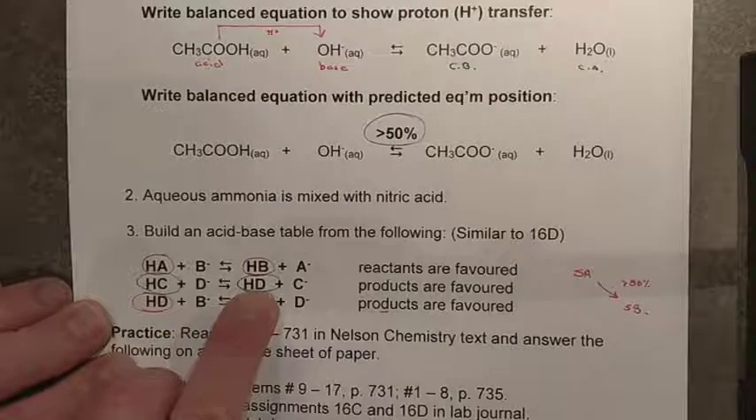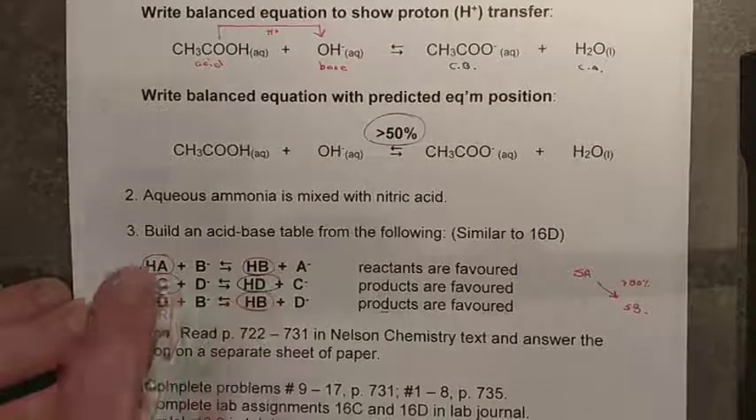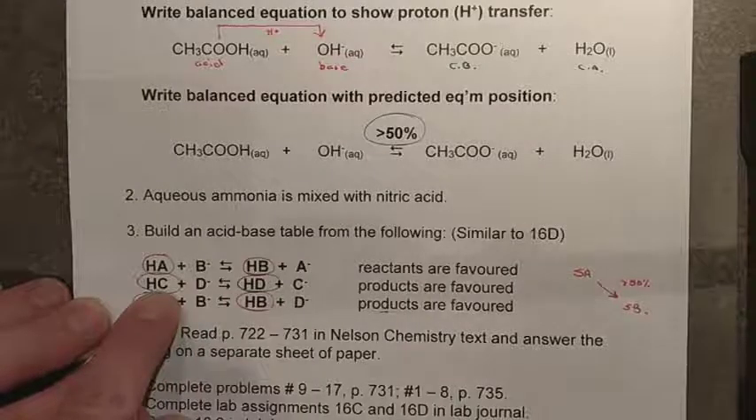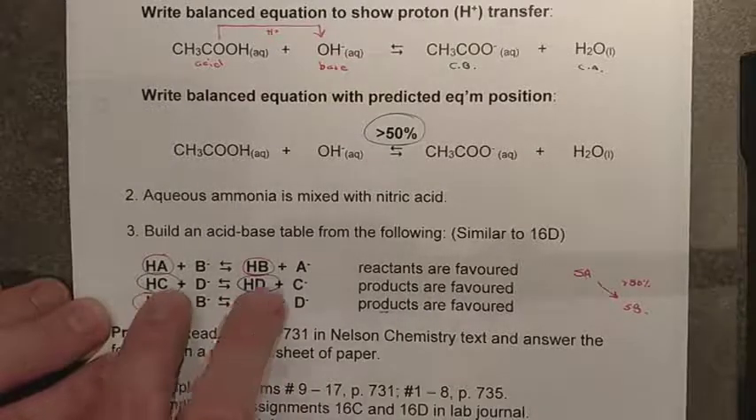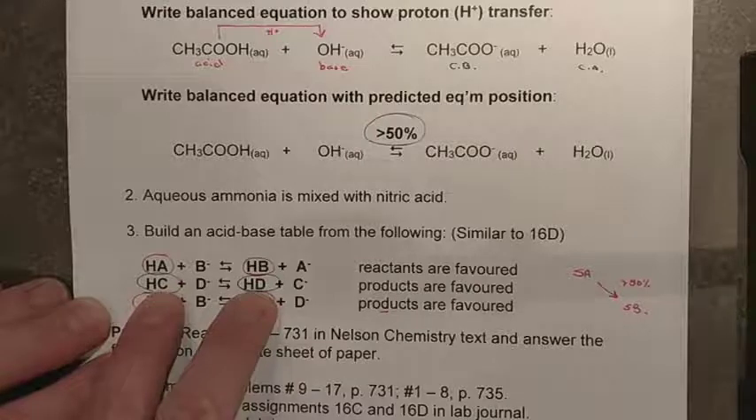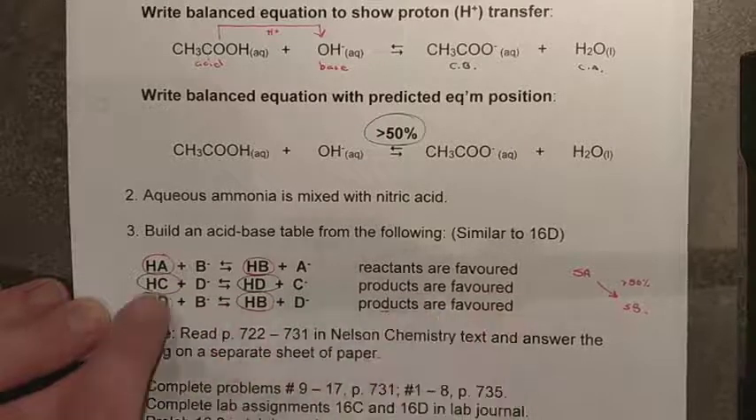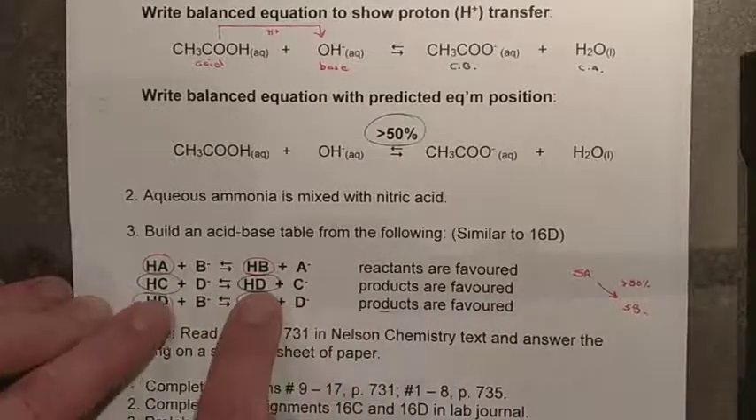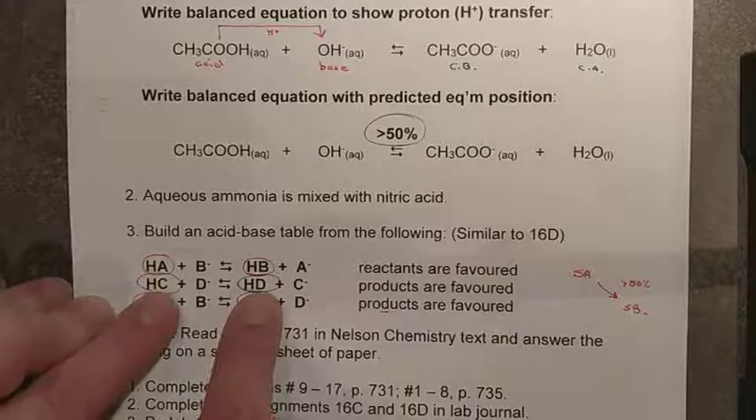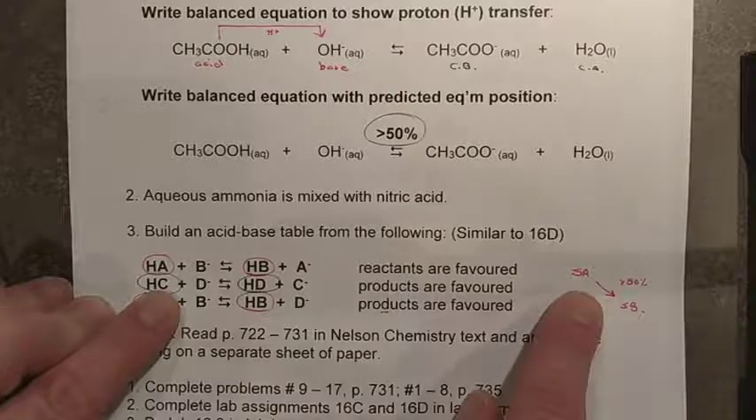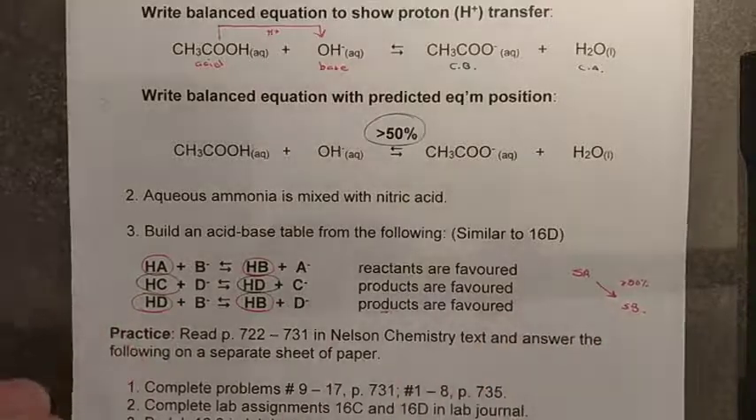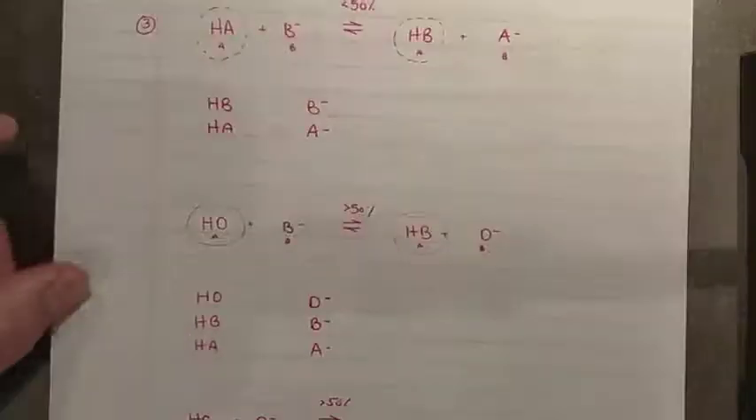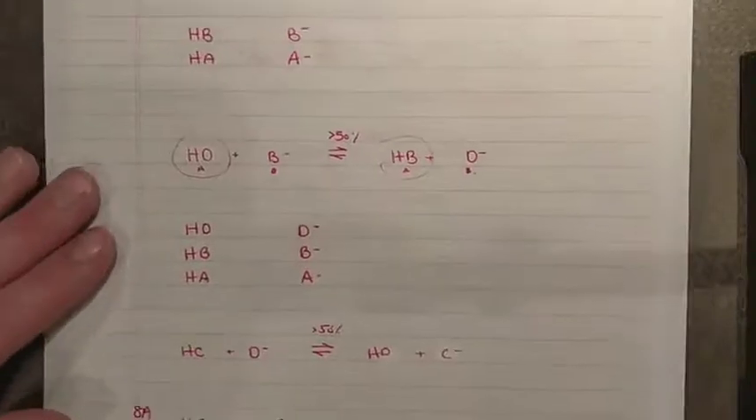So HD is now in the table. I have something to compare to. HC is the one that I'm going to look at and see where it belongs. Between the two acids, C and D, products are favored, which means the forward reaction dominates. HC is the more aggressive proton donor and therefore is stronger than HD according to our position of equilibrium rule. So there we go. There's HC and D.